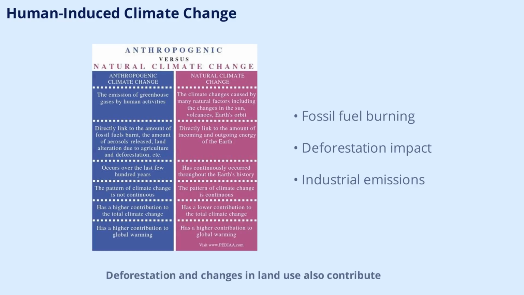Deforestation and changes in land use also contribute by reducing the planet's ability to absorb CO2. Industrial processes, transportation, and even agriculture add to the problem. These activities have pushed greenhouse gas levels far beyond natural ranges, intensifying the greenhouse effect and causing global warming.